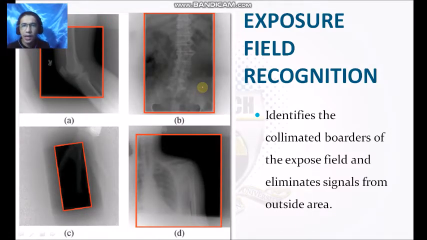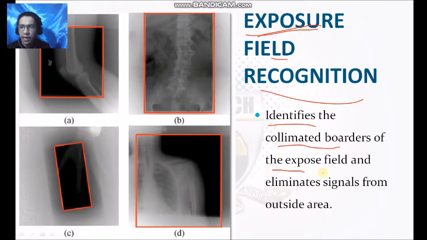Okay, so next we have the exposure field recognition. So it goes right into the next trigger, which is the error. One of the errors there was exposure field recognition error. Exposure field recognition, when it comes to computed and digital radiography, is very important. Exposure field recognition identifies the collimated borders of the exposed field and eliminates signal from the outside area.